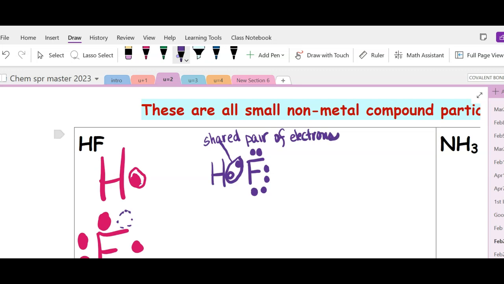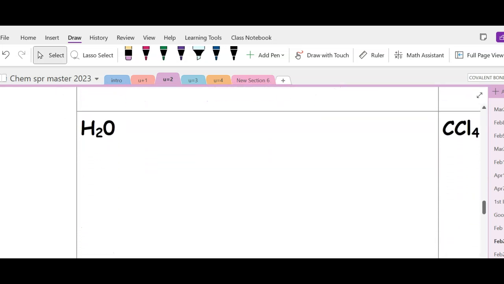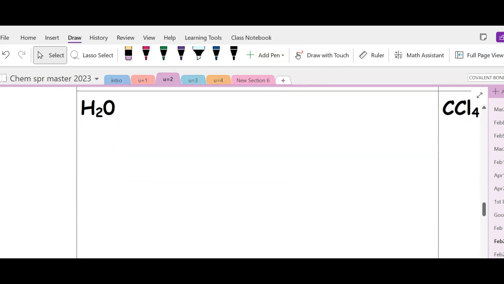All right, so this is a covalent bond, and it's made of 2 electrons. The formula of these is HF because there's one of each. Now let's go down here to H2O. This Lewis dot structure that we draw will show why 2 hydrogens are needed.